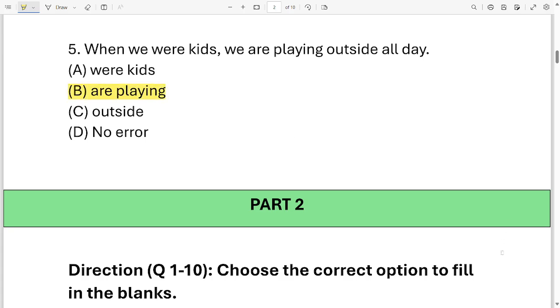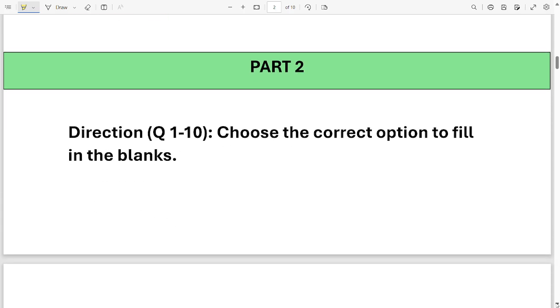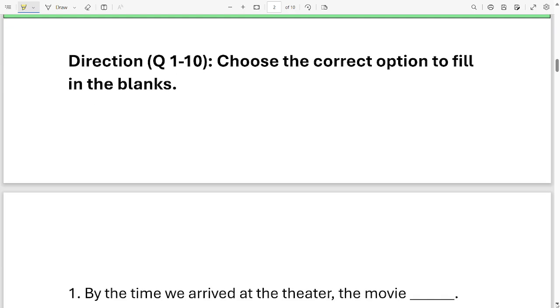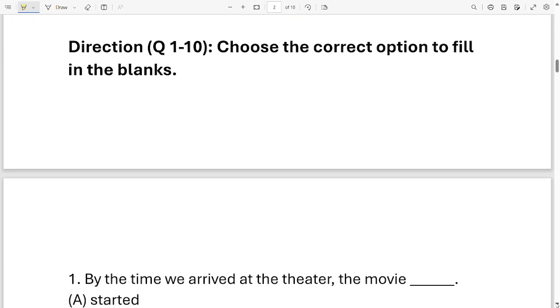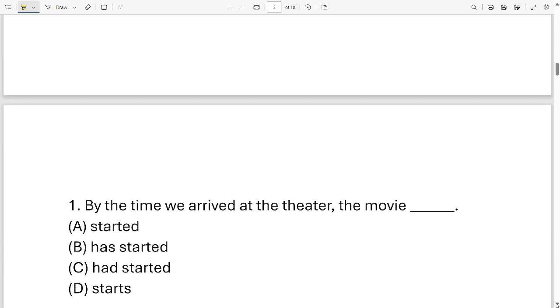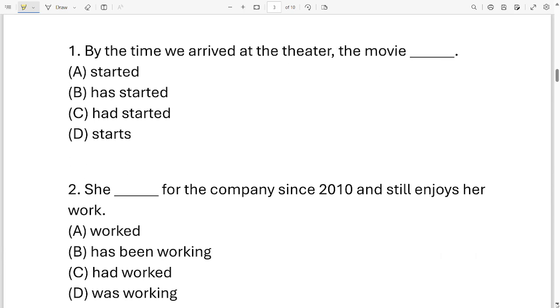Okay, so we have reached part 2. Part 2 has 10 questions and the instruction to solve them is: choose the correct option to fill in the blanks. Okay, let's start. First question: by the time we arrived at the theater, the movie dash. Your options are started, has started, had started, starts. These are the 4 options. Which option should I put in this blank to complete my sentence?